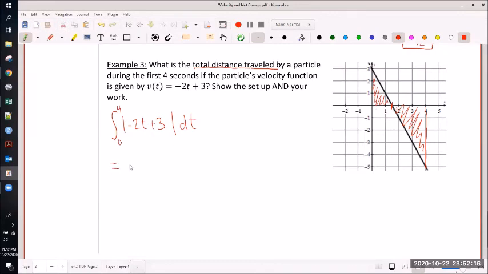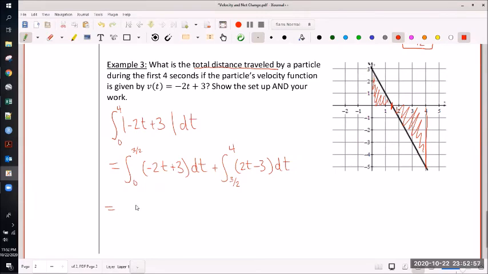So we need to split this up into 2 integrals. We need to go from 0 to 3 halves, where the function is positive, so we can just do the integral of -2t plus 3 with respect to t. And then what I need to do is add the integral from 3 halves to 4. And since it's negative here, I need to multiply it by a negative. So it'll be positive 2t minus 3 with respect to t. Okay, so now we go ahead and integrate this.